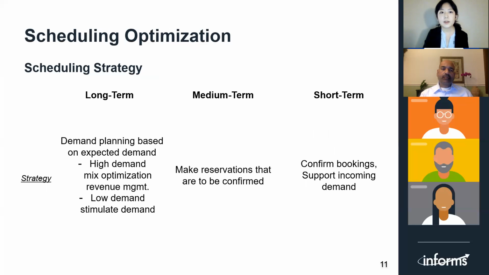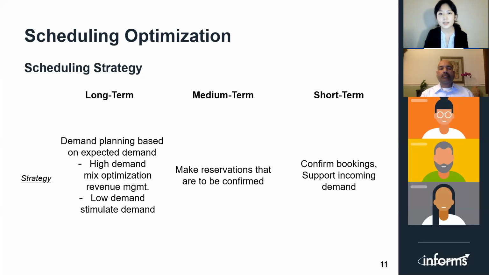With accurate demand forecasting, we can then generate the reservation-based scheduling optimization. Starting from the scheduling strategy, we use a time horizon-based strategy. In the long term, we make demand plans based on the expected demand forecast. If the forecast is high, we will use mixed optimization and revenue management like Vijay mentioned before, the select approach.